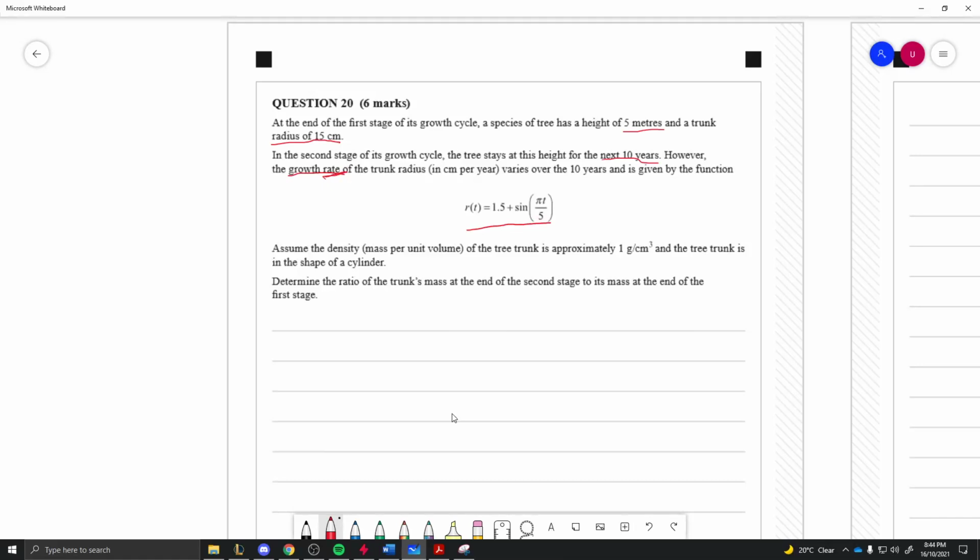Assume the density, mass per unit volume, of the tree trunk is approximately 1 gram per centimeters cubed, and the tree trunk is the shape of a cylinder. Determine the ratio of the trunk's mass at the end of the second stage to its mass at the end of the first stage. Okay, so there's a lot here.